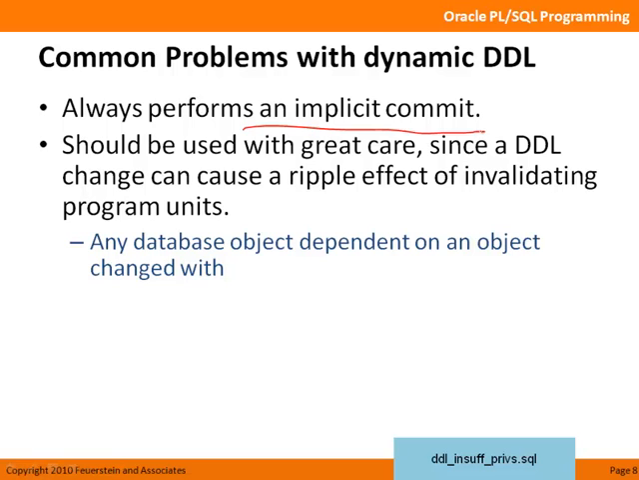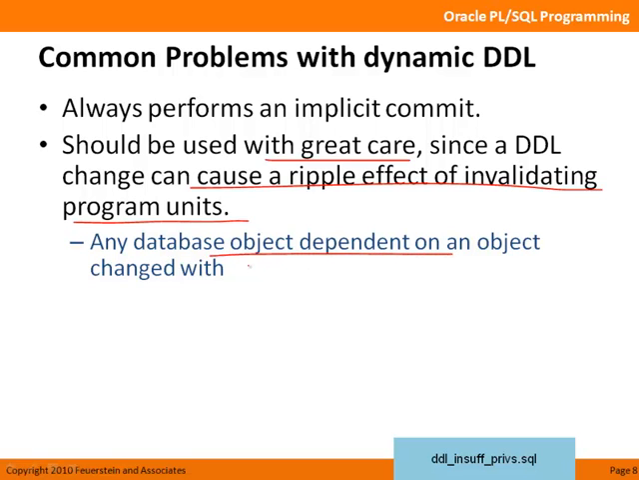Generally speaking, you want to use dynamic DDL with great care, since a DDL change not only performs a commit, but can also cause a ripple effect of invalidations of your program units. Any database object dependent on an object that you changed with dynamic SQL will cause invalidations.